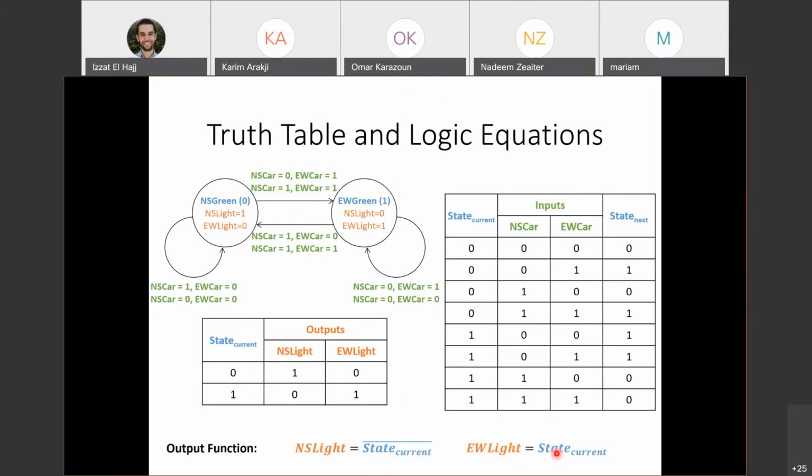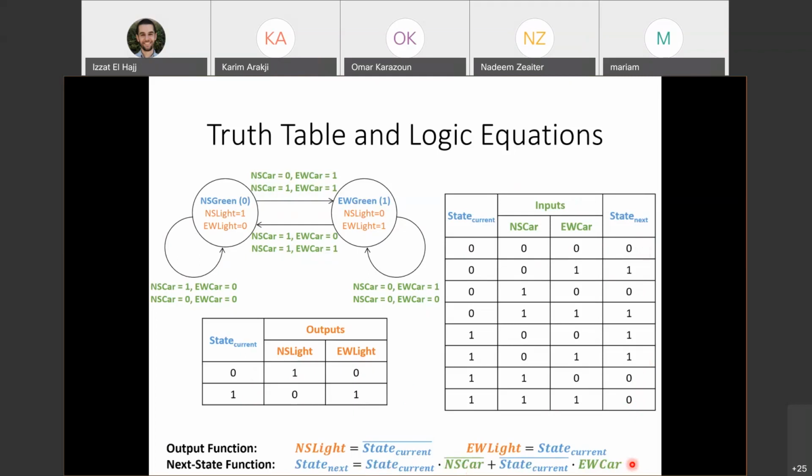And then for my next state function, I have 3 inputs and 1 output. I'm going to lay out this truth table on a Karnaugh map and simplify it, and then it'll give me this final result over here, where state next is equal to state current and not NS car, or not state current and EW car. Okay. So these are my output function and my next state function.